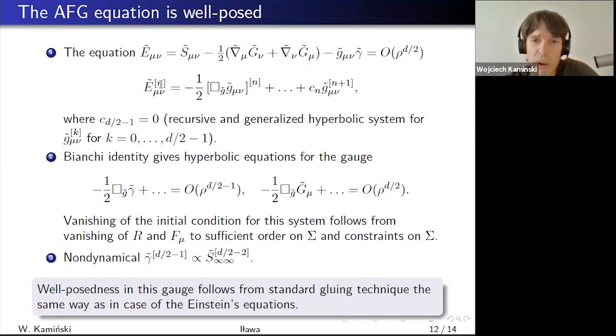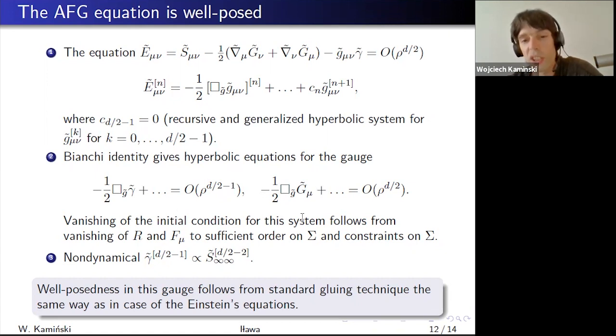Okay, and now we're looking for the solution of this system, and we can solve it. Then we're using Bianchi identities, and the Bianchi identities again give us a very similar system of equations. It's again generalized hyperbolic and also recursive. So we can repeat the same things that we had for the Einstein equation. We only need to check that these initial conditions vanish.